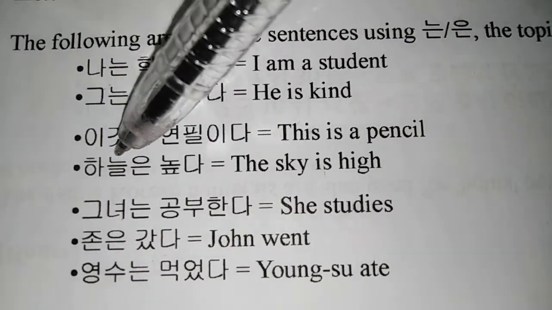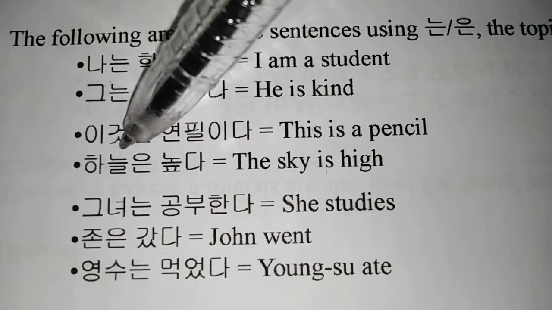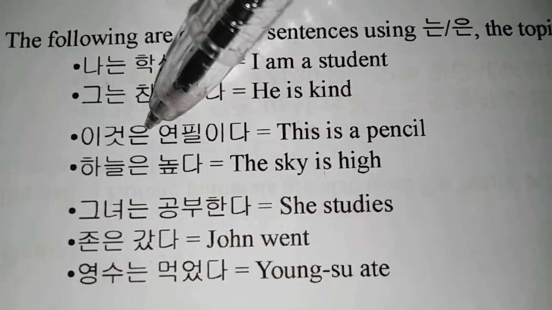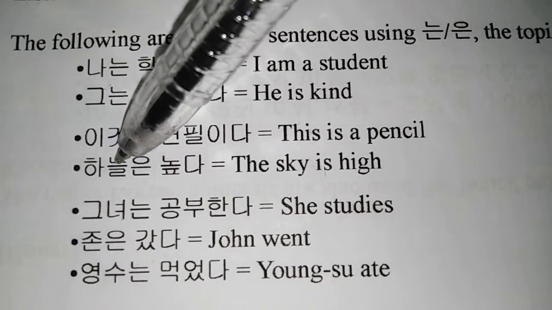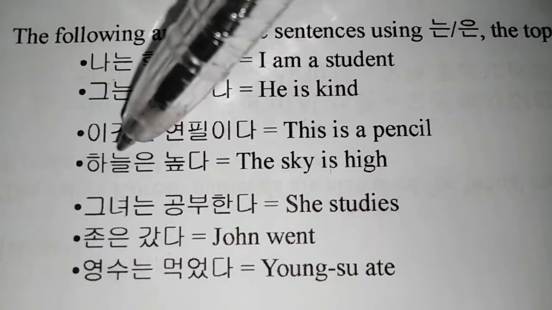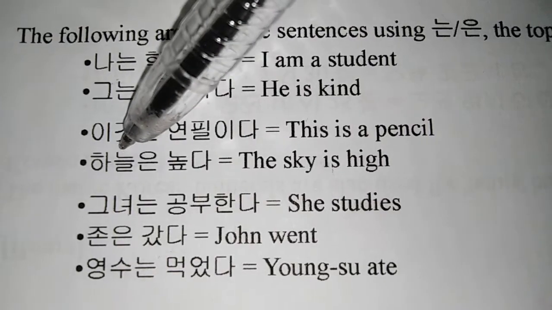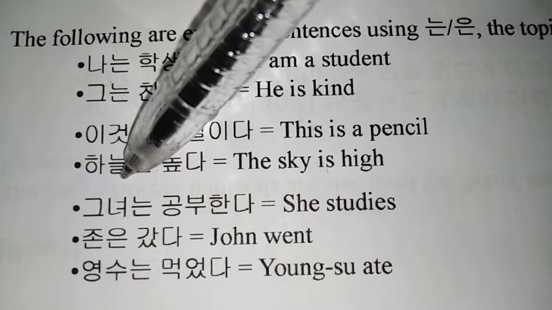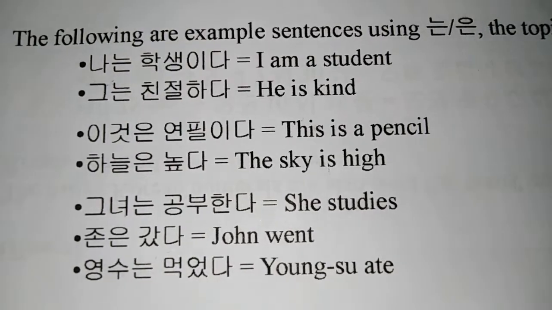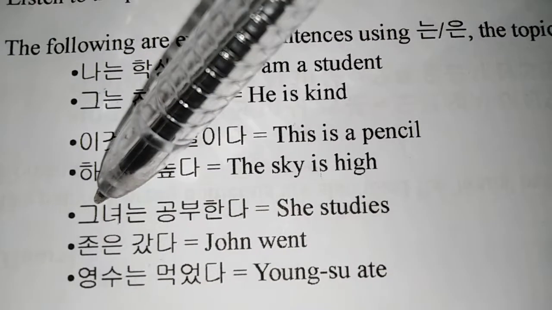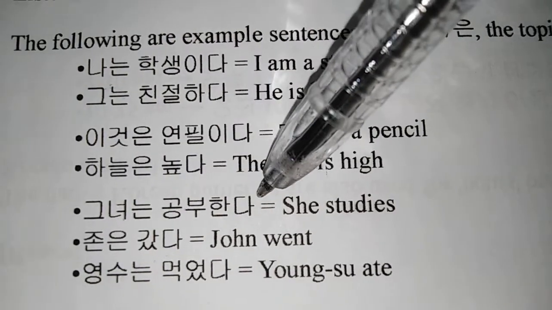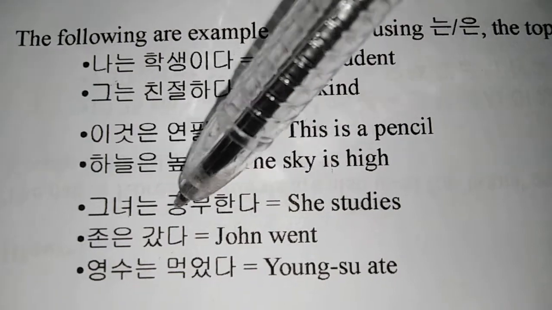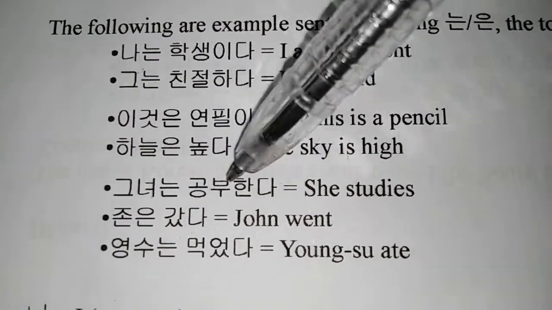So 이것 here has a bachim, like ㅅ is coming as a bachim here. That's why you have 은 following it. The next one is 하늘은 높다. 하늘 means sky, 높다 means high. So 하늘은, once again you have 받침 here, so you have 은 following 하늘. Next one, 그녀는 공부한다. So she studies. 공부 means study. 공부하다 means study.